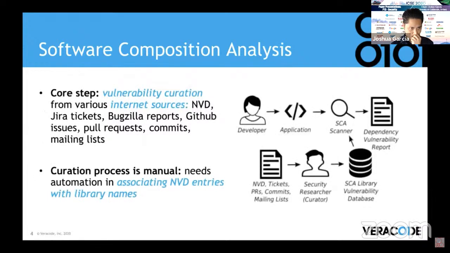The core of software composition analysis is a library vulnerability database, which contains the information of open source libraries and their vulnerabilities. The library vulnerability database is created by security researchers using data from various sources, including the National Vulnerability Database, or NVD, JIRA tickets of various open source software bug reports, GitHub issues and pull requests, and commits and mailing lists. One of the tasks that the researchers need to do is to associate vulnerability data from the NVD with open source libraries that are vulnerable. This talk focuses on helping this process, which is specifically to automatically recommend library names related to an NVD entry.